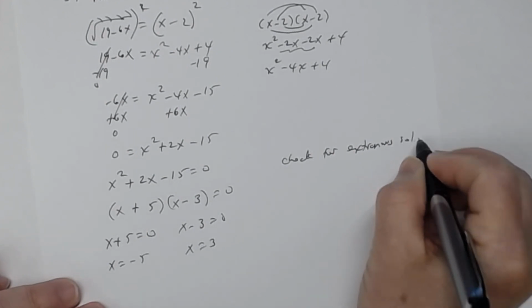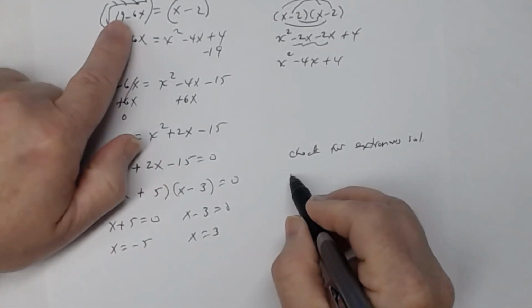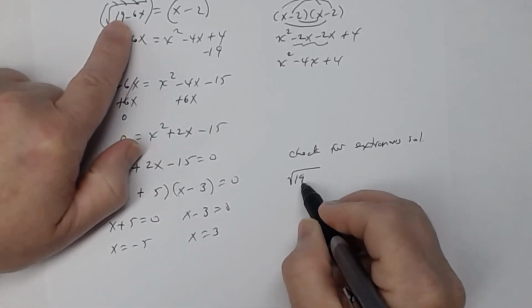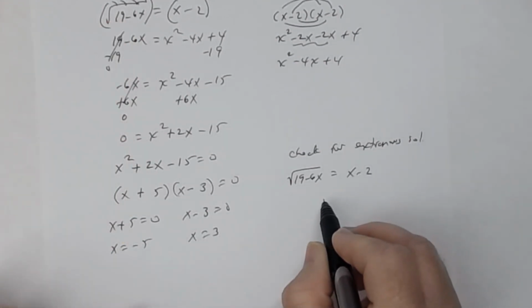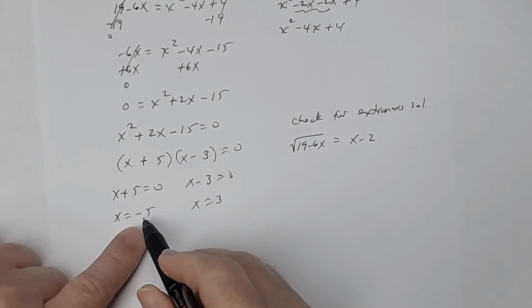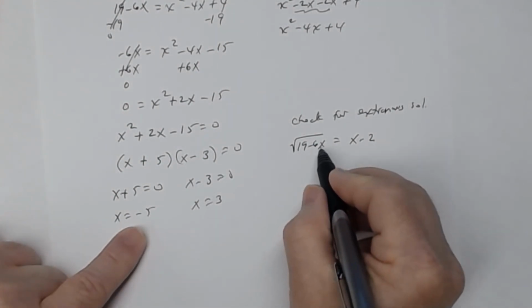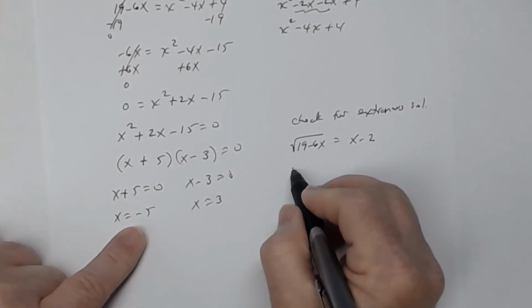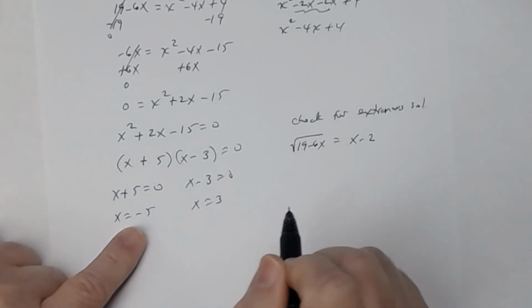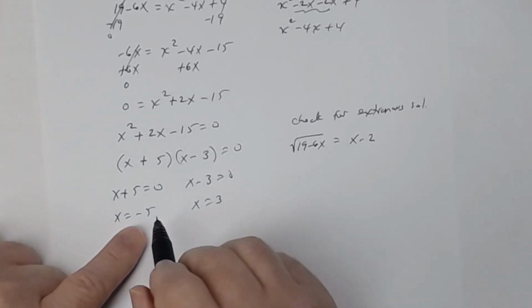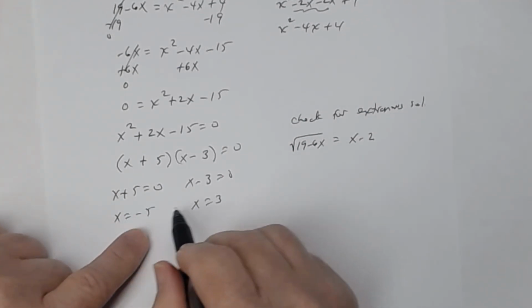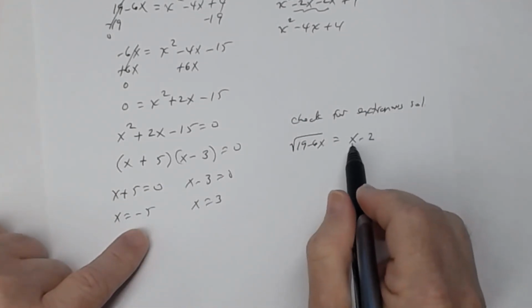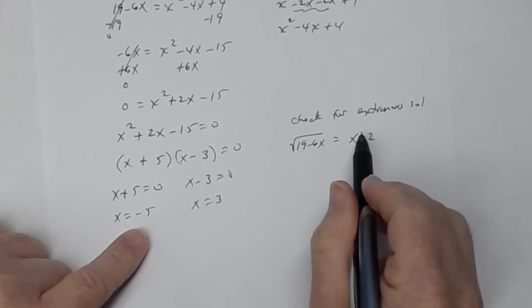All right. And so go back to the original problem. The square root of 19 minus 6x equal x minus 2, right? Okay. So let's just check the negative 5 first. Check negative 5. So wherever we see the variable x, I'm going to substitute negative 5. And just to let you know, by the way, if you did all this work correct, all you really had to do was go to this side here and make sure that it was a positive value.